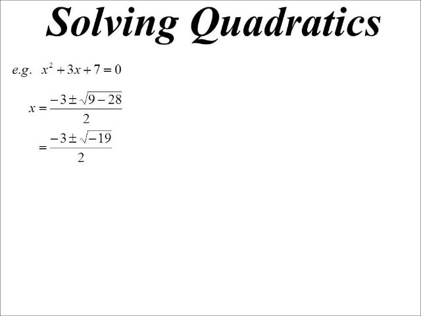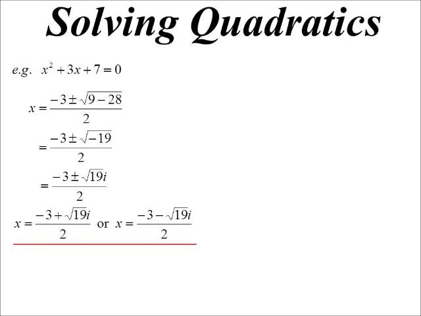However, we can now simplify that, because the square root of negative 19 is the same as the square root of 19 times the square root of negative 1. The square root of negative 1 is i. And so we can now get the imaginary part of this solution. That was the bit we couldn't work out before, and why we said there's no solutions. So negative 3 plus the square root of 19 i, in this case I have written it all as one fraction over 2, and negative 3 minus the square root of 19 i all over 2.